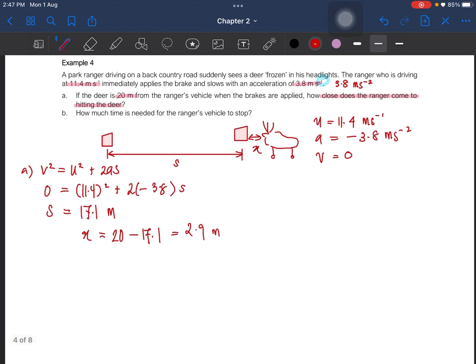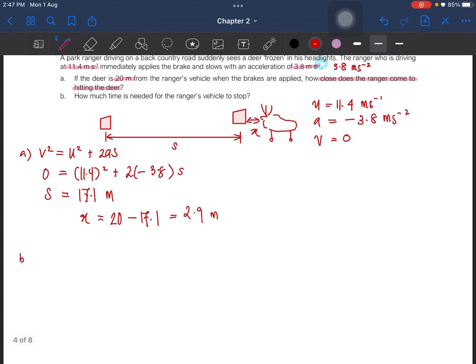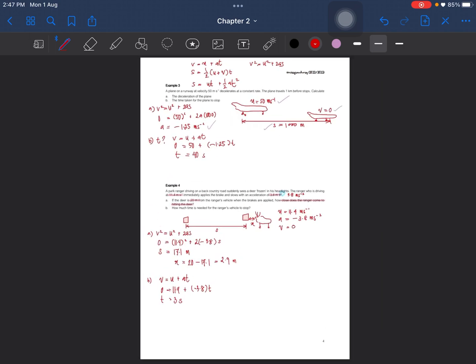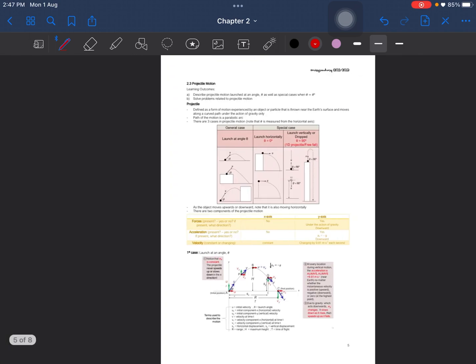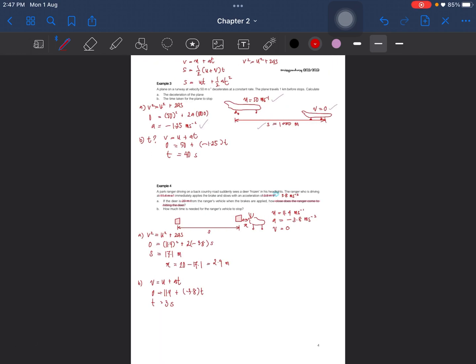Okay, so next question, how much time is needed for the ranger's vehicle to stop? So the time needed to stop, we can just directly use v equals u plus at. So that is going to be equal to 11.4 over 3.8. So that is going to be equal to 3 seconds. Okay, so 3 seconds is needed for the ranger's vehicle to stop lah. Alright, so that is example 3 and 4.